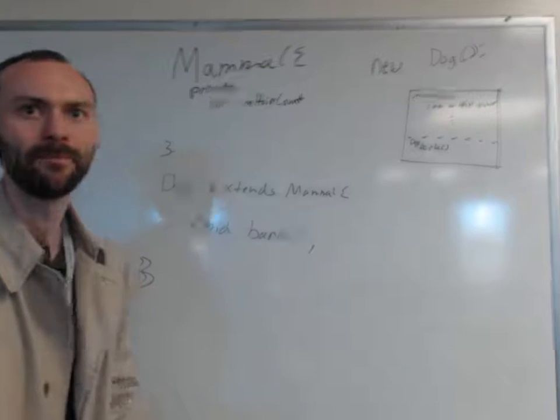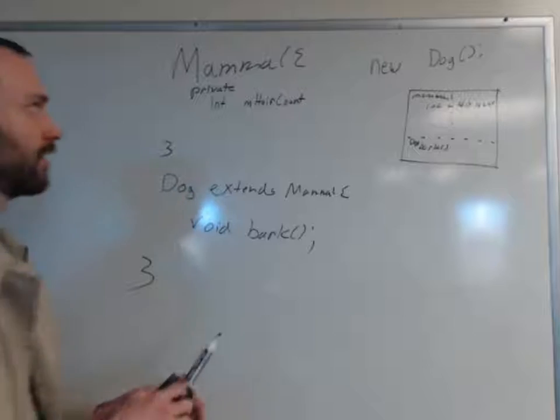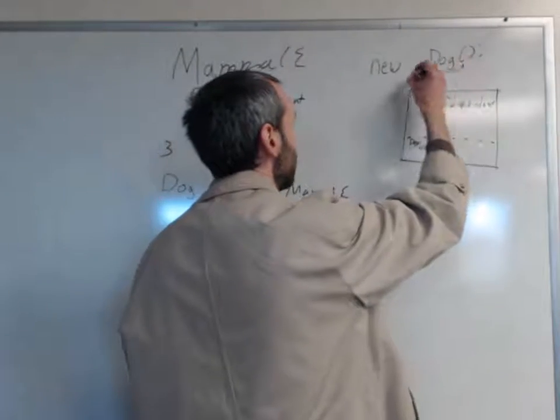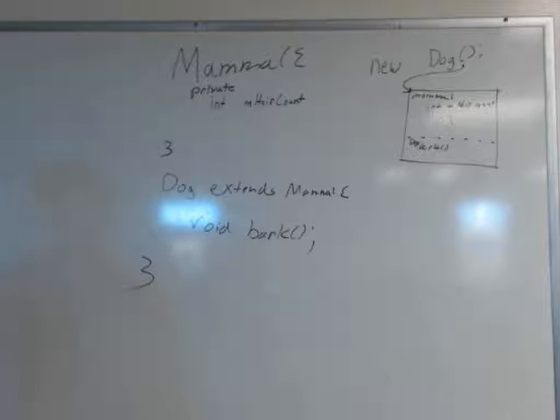Okay? So when you're inheriting like this, everything is there in dog, because dog is actually going to point right here at the beginning where mammal begins, and then the compiler essentially appends everything else in memory.